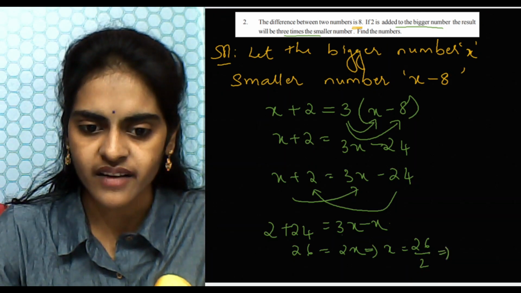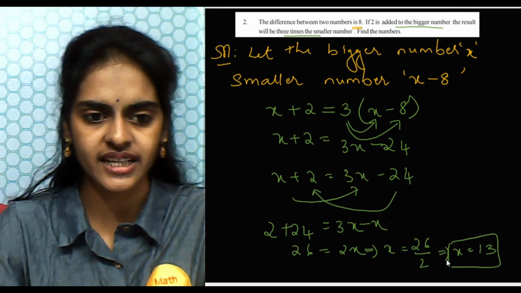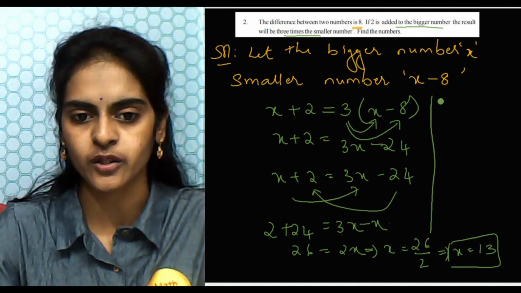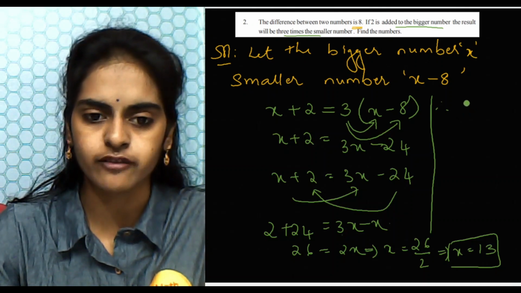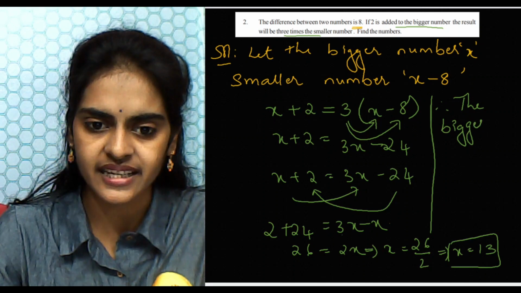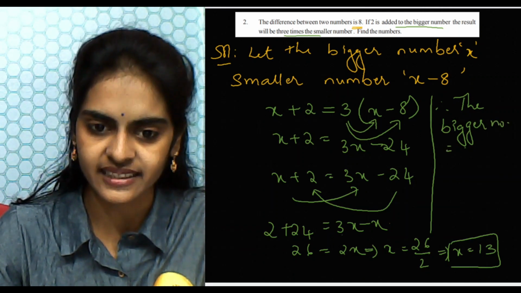So what is the value of x? X is nothing but 13. Okay, so the value of x I got is 13. Clear? So x is the bigger number. Therefore the bigger number is how much? Bigger number is 13.